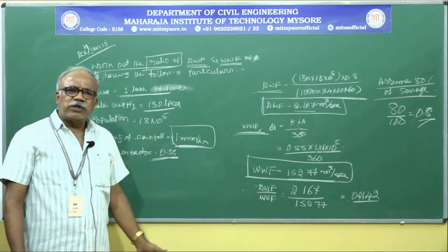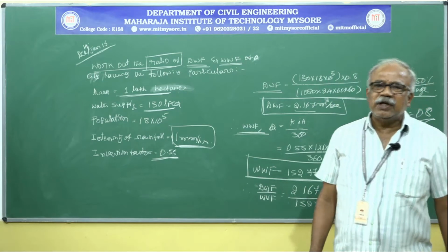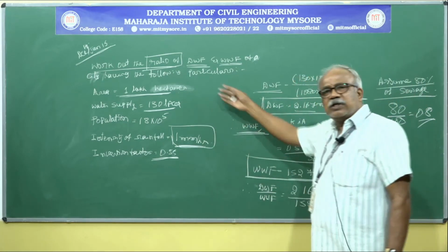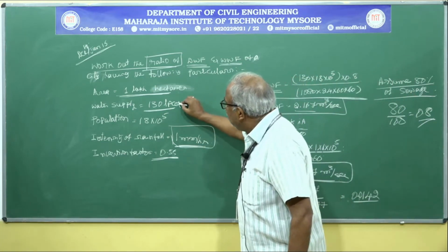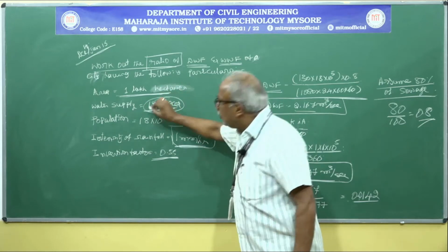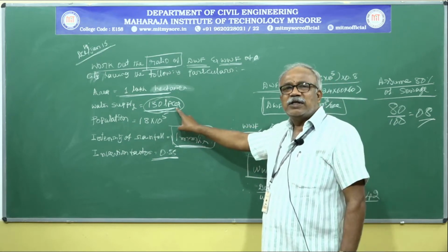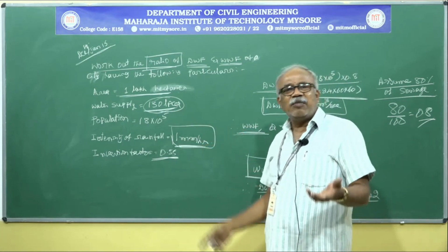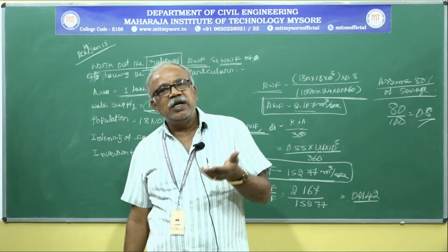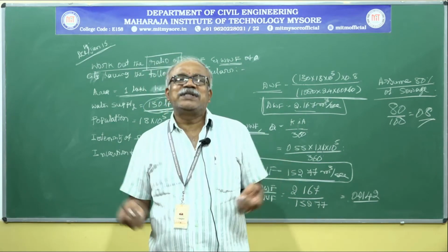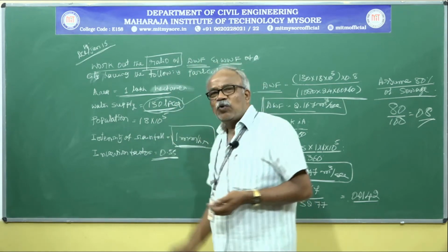Same type, almost all of the questions that came in your previous question papers are almost the same. Sometimes they do not mention the water supply. In that situation, you have to assume according to the standards, it may be 135 liters, or 160, or 220, 240, 280, up to 340. It depends on the city. In this problem it is very clearly mentioned, that is 130 LPCD.